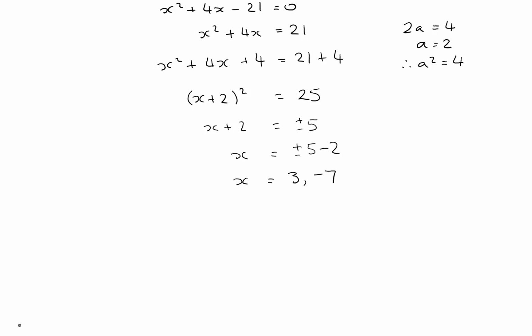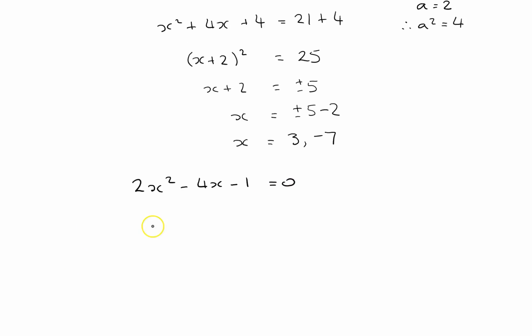I'm now going to show you a much more complicated example. So we're going to take 2x squared minus 4x minus 1 equals 0. Now in this case we have a coefficient on the x squared of 2. Now we need to get rid of that before we can actually complete the square, or part of it is getting rid of that. So we're going to divide through each term in the equation by this number. We're going to divide everything through by 2.